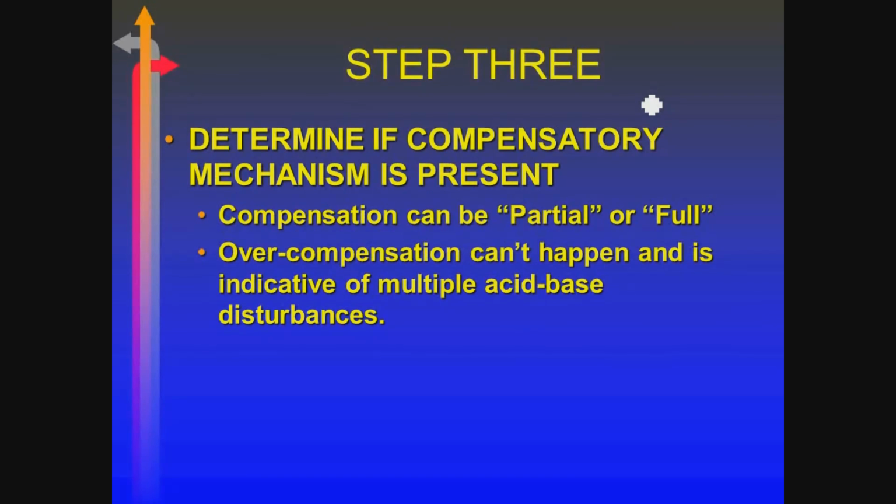We're going to call this compensation: uncompensated, meaning nothing; partially compensated, which means the thing that's supposed to be doing the compensation has started to work. It's outside normal range, but our pH is not back to normal. It's trying. It just isn't all the way there yet. If the pH returns back to normal, then it's fully compensated. There's no such thing as overcompensation.